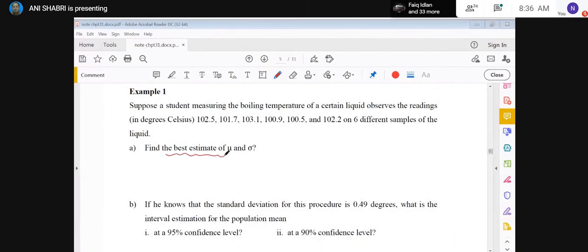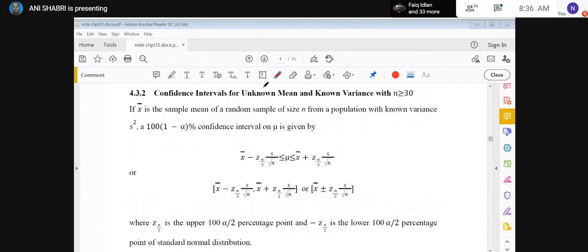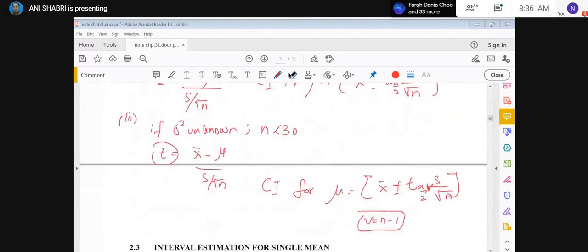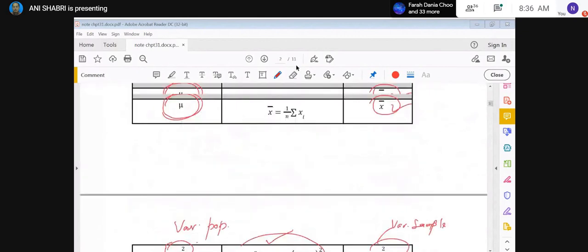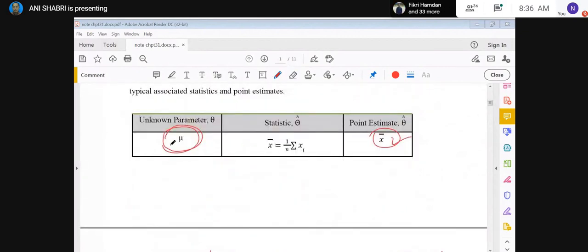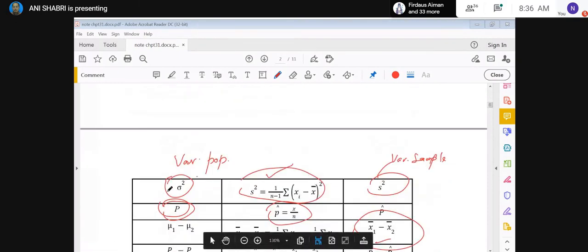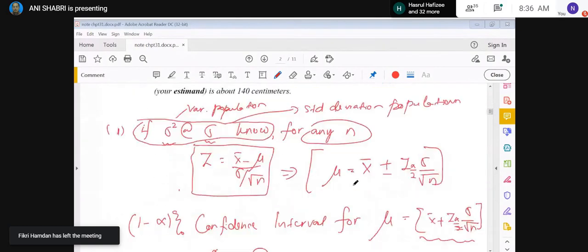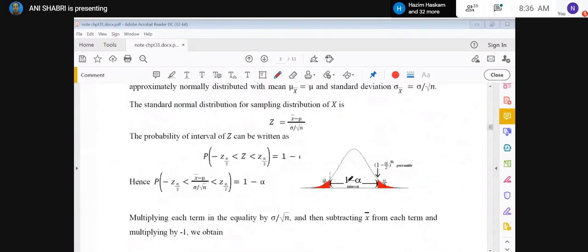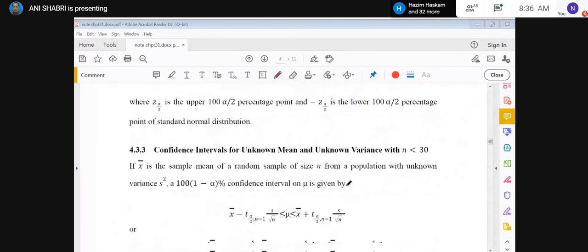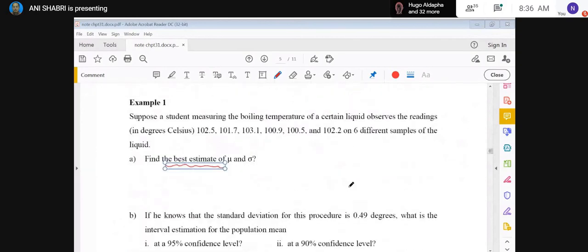Find the best estimate. Okay, what is the best estimate for mu? For the first heading, let's look at the notes. The best estimate for mu is S bar. If the question asks for the best estimate for mu, we need to find S bar, the sample mean. Same with the best estimate for variance, which is S squared. Because in this case we don't know the value of the temperature, we just take it from the sample.